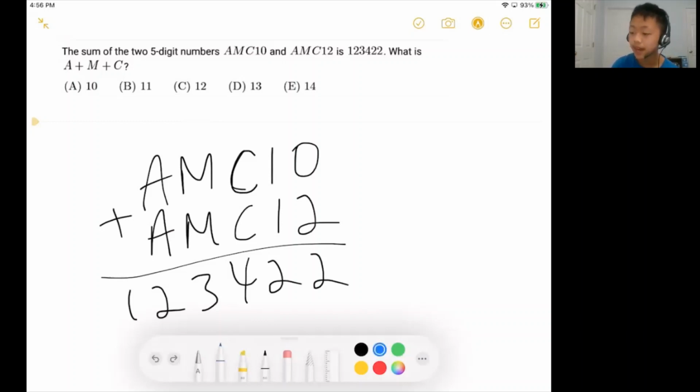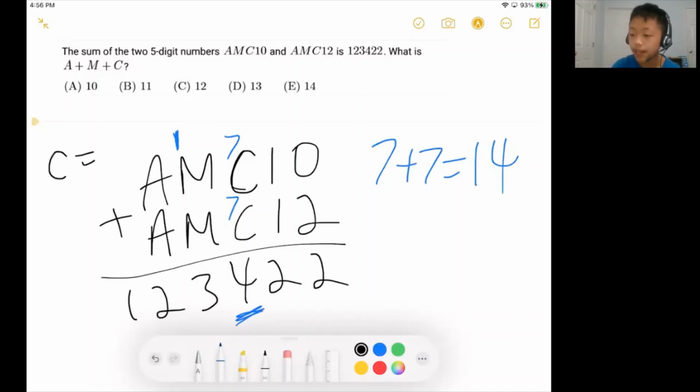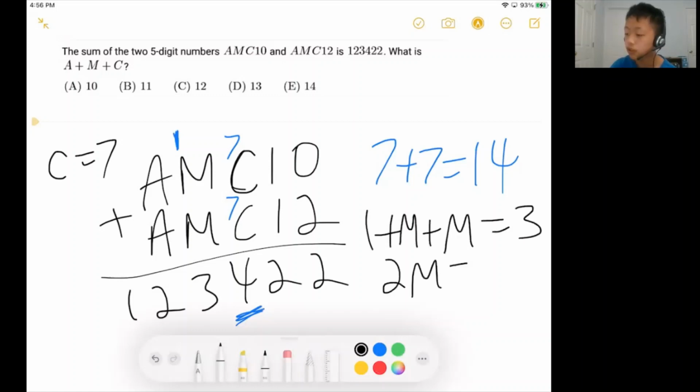Notice that if C is 7, then we get 7 plus 7, which gives 14. So that's where the 4 comes from, and then we carry a 1. That way, M won't be a decimal digit. So C equals 7 would give us a valid possibility. In that case, we have 1 plus 2M has to equal 3, so 2M has to equal 2. So M equals 1. Then 1 plus 1 plus 1 would give you 3.